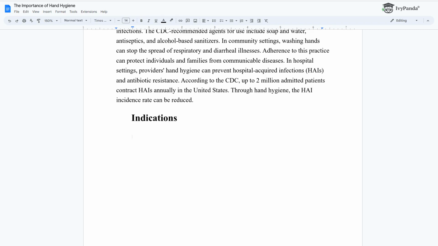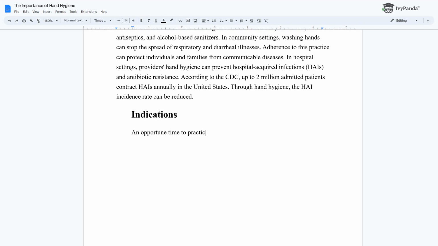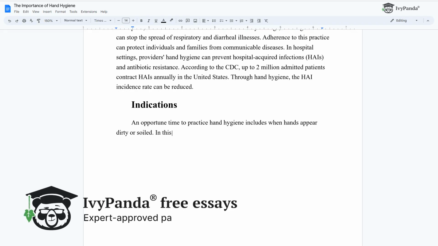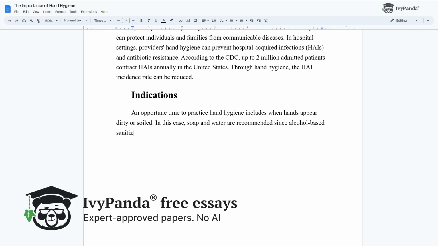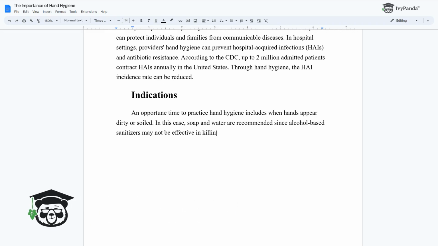Indications. An opportune time to practice hand hygiene includes when hands appear dirty or soiled. In this case, soap and water are recommended since alcohol-based sanitizers may not be effective in killing germs when there is dirt or soil on the skin.